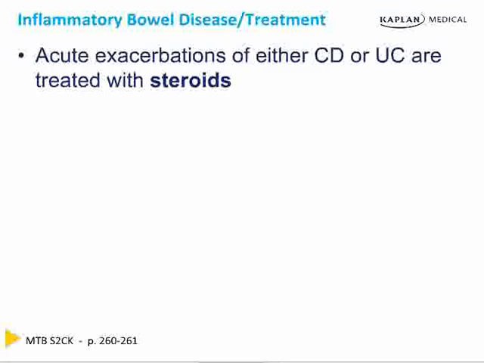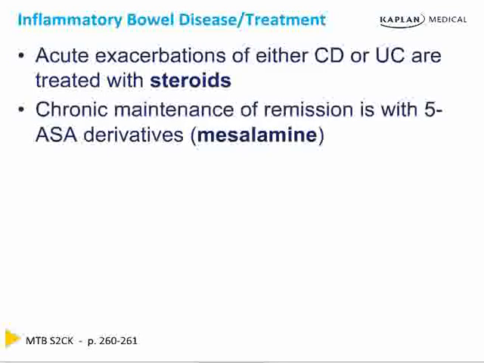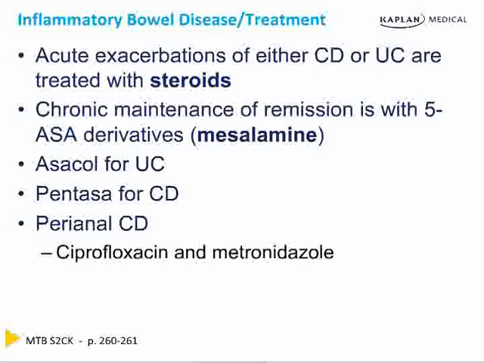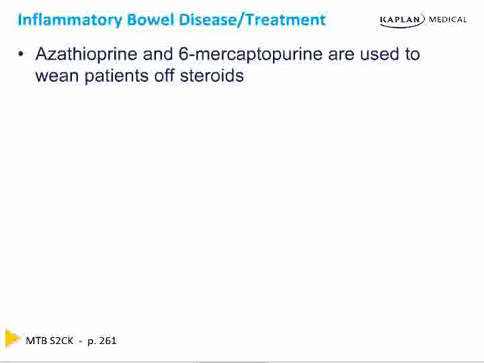Acute exacerbations of either Crohn's or ulcerative colitis are treated with steroids. They are then maintained chronically into remission with 5-ASA derivatives of mesalamine, specifically Asacol for ulcerative colitis and Pentasa for Crohn's disease. Perianal Crohn's disease is treated with ciprofloxacin and metronidazole. Azathioprine and 6-mercaptopurine are used to wean patients off steroids and maintain them in remission.